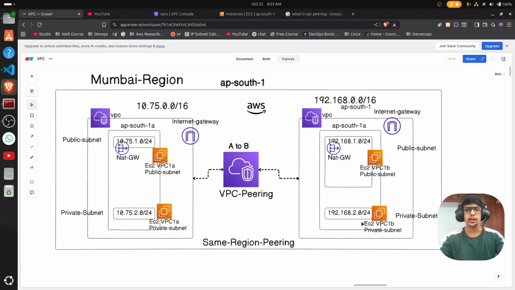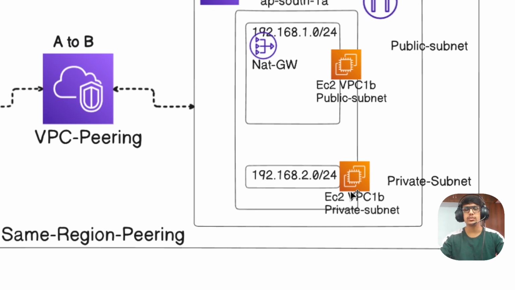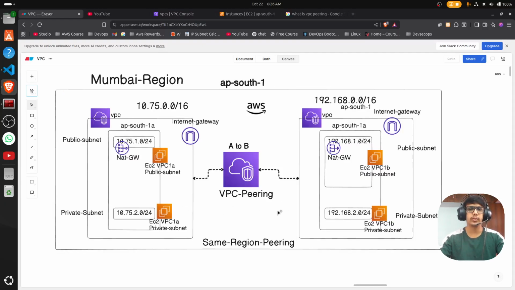When you have the database in another region, or in the same region but in a different VPC, you have to communicate with that database in a secure way, right? So that's why we have to configure the VPC peering.